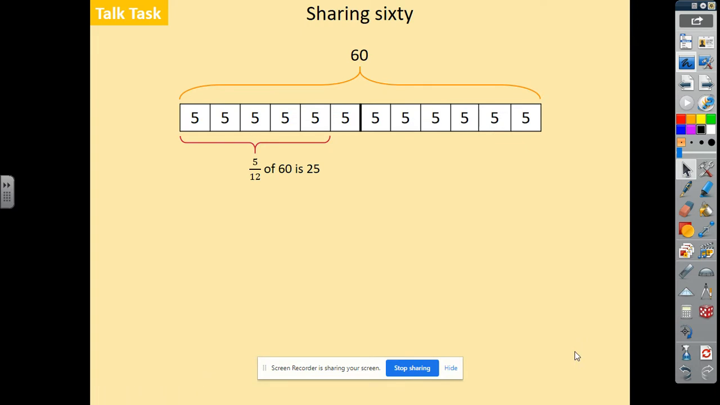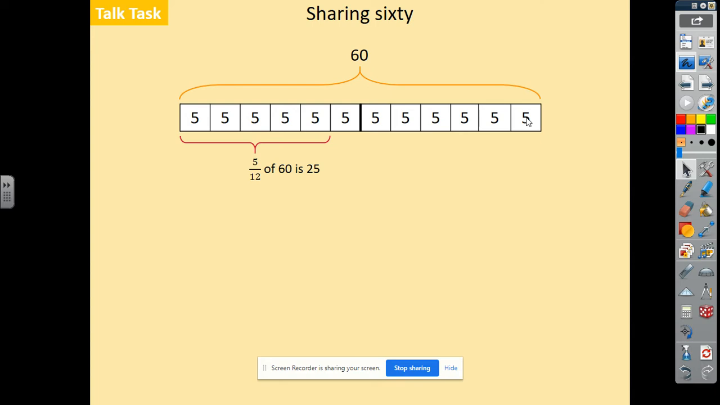Now I'm going to give you another model here because I find this one really, really useful. If we were saying, well, let's have a look at 5/12 of 60, how would we work that out? The first thing is whatever the number is, we are going to split it by the denominator of the fraction. So if I'm looking at 12ths of 60, I need to split it into 12 parts. So we can see here that I've split it into 12 parts. I've got 1, 2, 3, 4, 5, 6, 7, 8, 9, 10, 11, 12 parts.